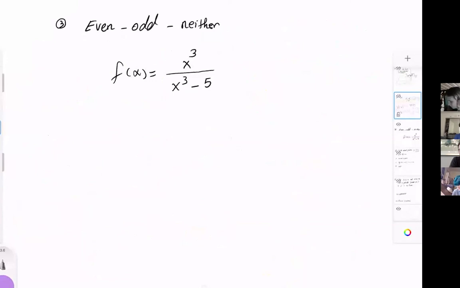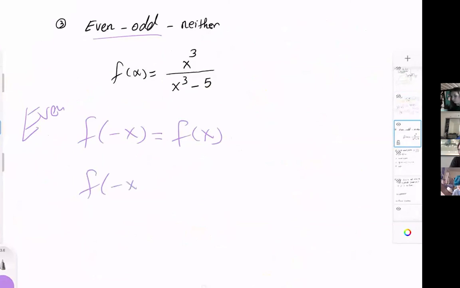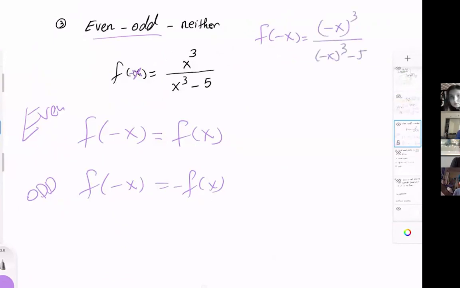Even, odd, or neither. In order to know even, odd, or neither, we need to calculate f of negative x. If f of negative x equals f of x, it is even. If f of negative x equals negative f of x, it will be odd. If none of them, it will be neither. So f of negative x will be negative x cubed over negative x cubed minus 5.